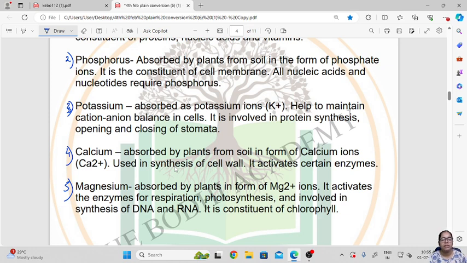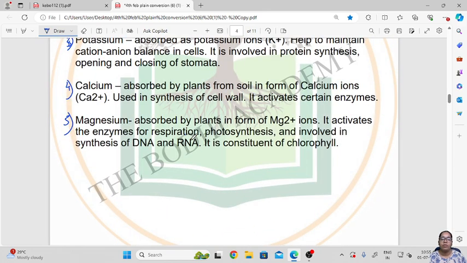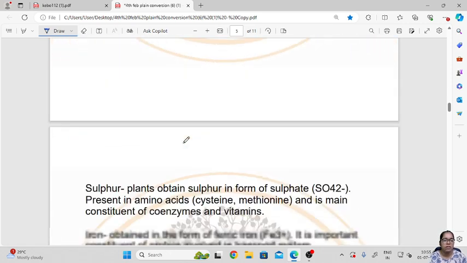Mg2+ ions, that is magnesium ions. It activates the enzymes for respiration and photosynthesis and is involved in synthesis of DNA and RNA. It is a constituent of chlorophyll. So magnesium is a very important element because it helps in the process of respiration and photosynthesis. That is, it is a constituent of chlorophyll. It helps in the respiration and photosynthesis process.